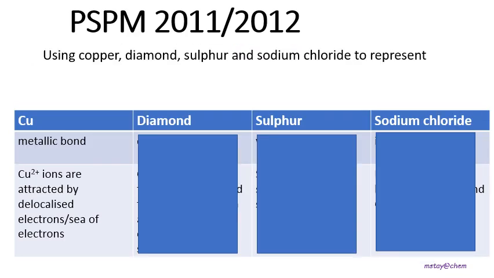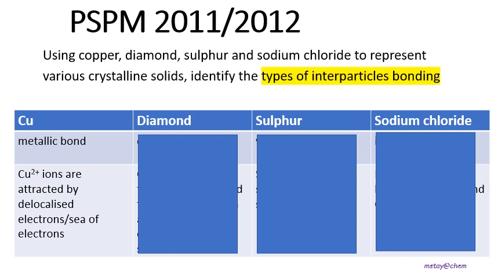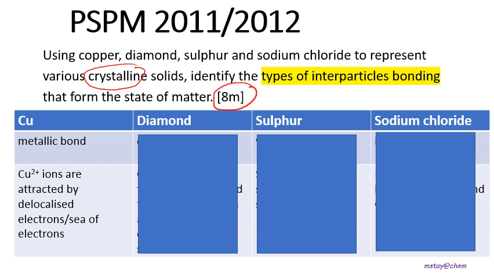One more question. Using copper, diamond, sulfur and sodium chloride to represent the various types of crystalline solid, we need to identify the type of intermolecular force. The marks provided here are around 8 marks. For the copper, the type of intermolecular force is metallic bond. However, we only have 4 substances over here, but there are 8 marks provided in this question.